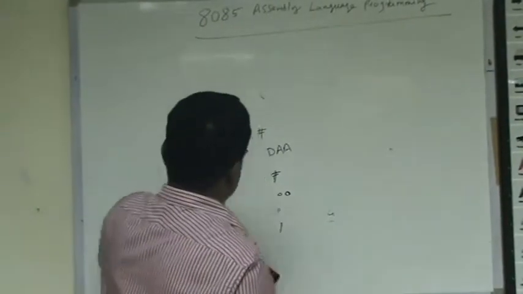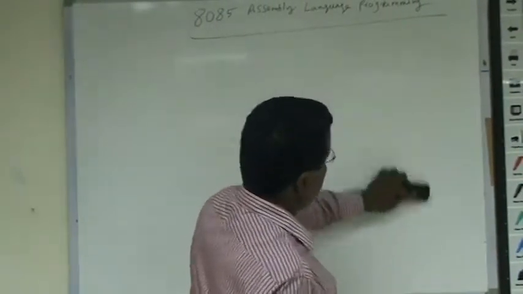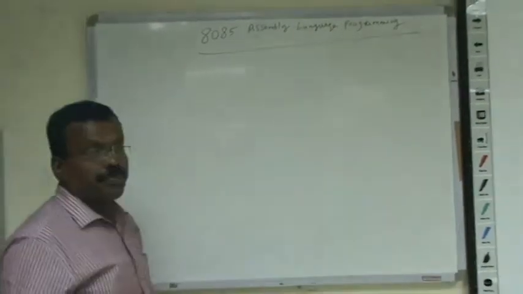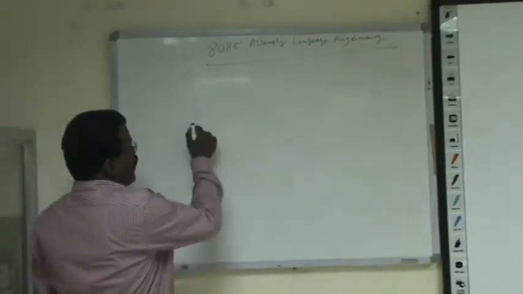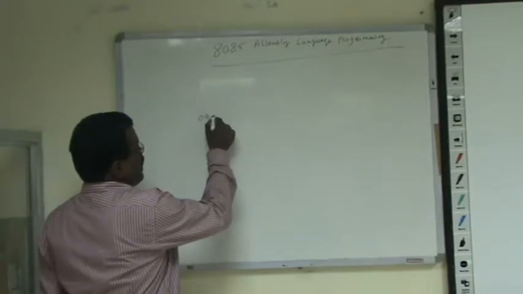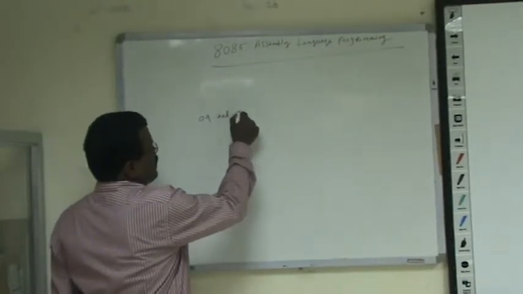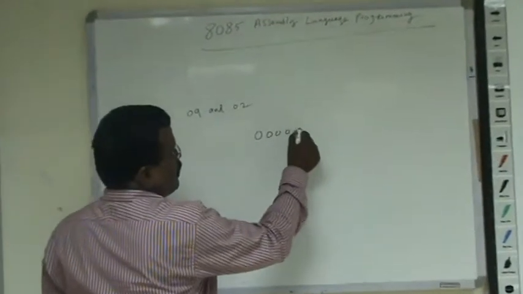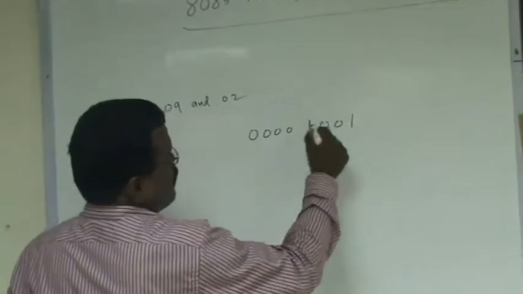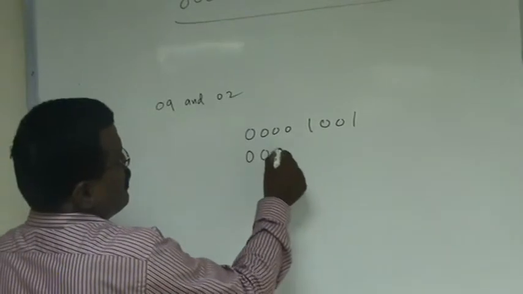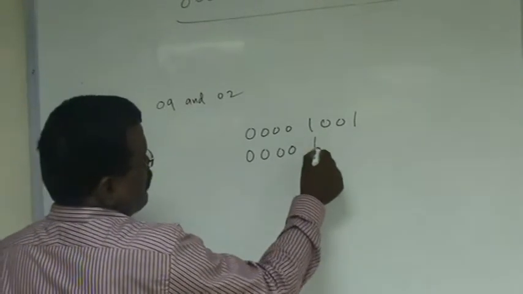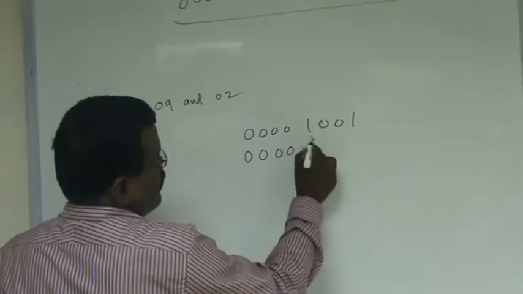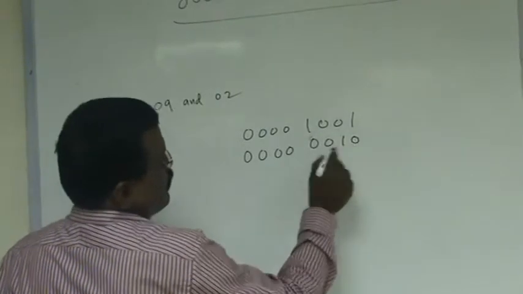How is it possible to adjust a hexadecimal number into a decimal number? Suppose you want to add the two numbers 09 and 02. Let us take very simple numbers. 09 is 0 0 0 0 1 0 0 1. 02 is 0 0 0 0 0 0 1 0.